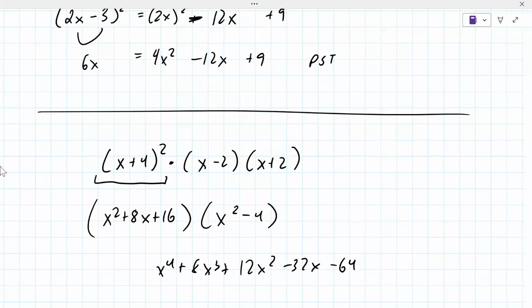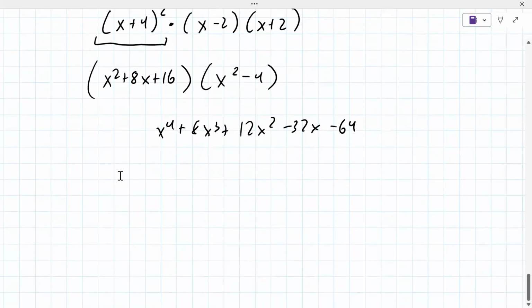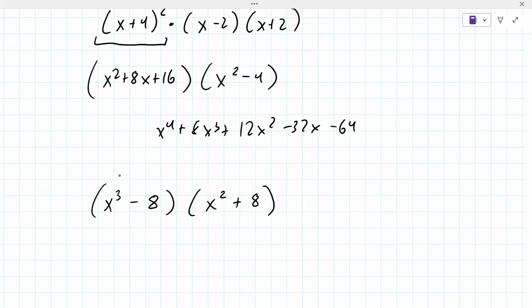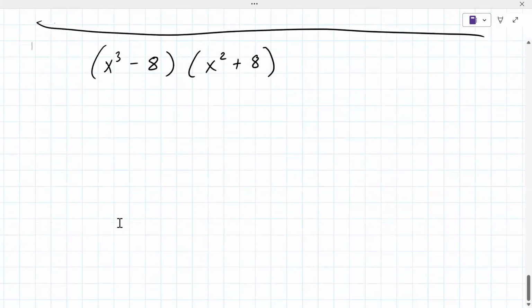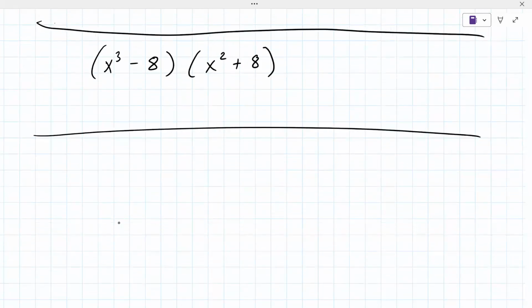Okay. And your teacher will probably disguise some of these things, like she'll throw in an x cubed minus 8 times x squared plus 8, hoping you'll think, oh, this is difference of squares or something. She's going to be deceptive with these, and you have to be on the lookout for how to do them. But special products are really important. They'll save you a ton of time here.